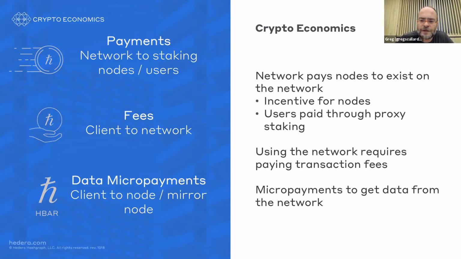So first of all, the network is paying nodes to be nodes on the network. That's an incentive for them to be nodes. And users of the network are paid through proxy staking, so they can help the network work well. You proxy stake, you get something back. In exchange, to use the network, you pay transaction fees. As I said, this could be the developer of the app paying transaction fees, or it could be the end user of the app paying transaction fees.